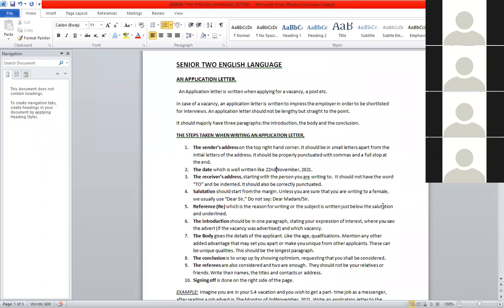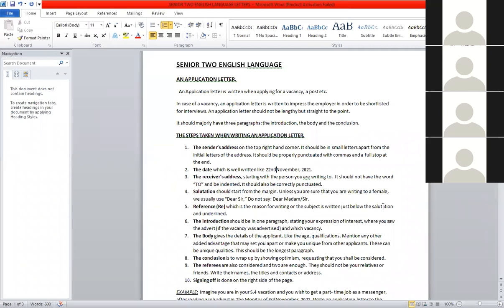So after that, we shall have the salutation. Who are you writing to? Dear sir, I think we have looked at that already. And you're not supposed to say, dear sir, stroke, madam. That is not correct. And if you're not sure of the person you're writing to, then it's better to use dear sir. That is very, very okay.